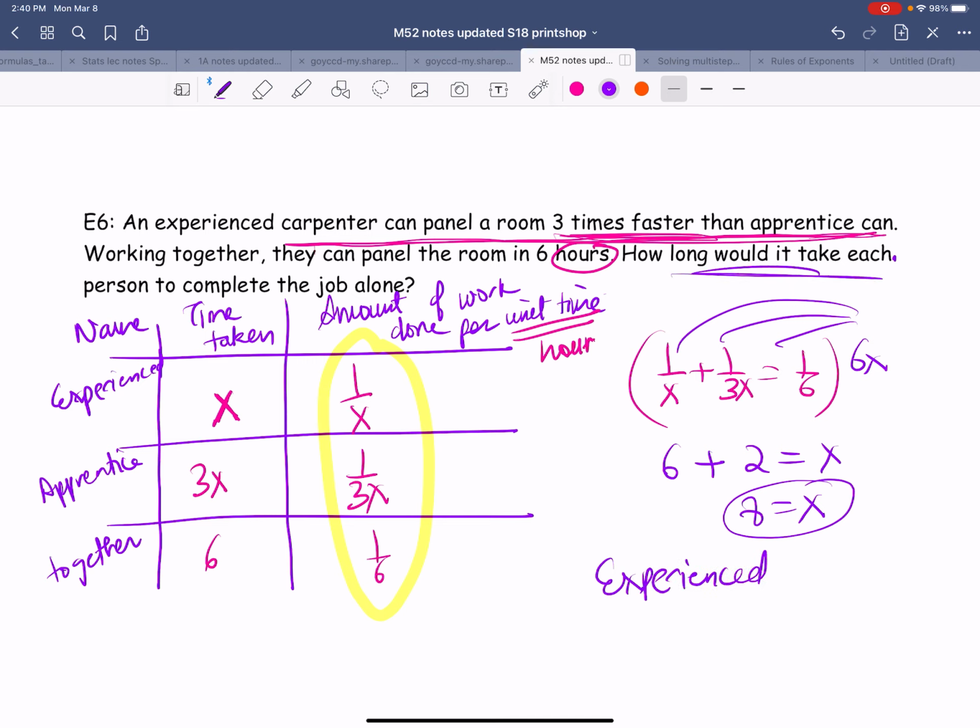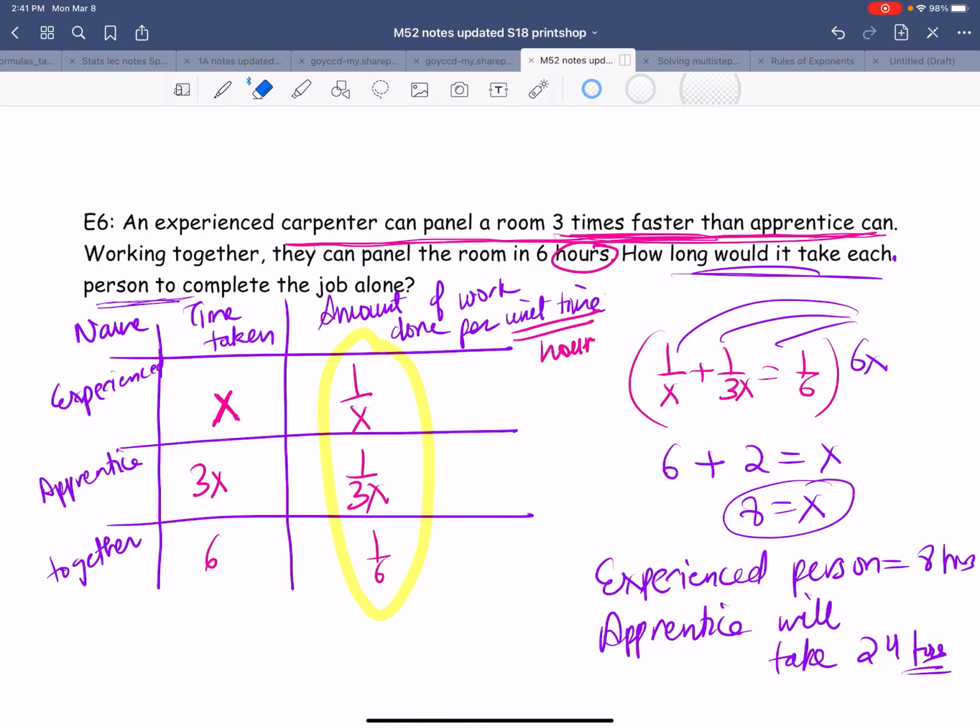how long would it take each person? So the experienced person will take 8 hours, and the apprentice, how long will the apprentice take? The apprentice will take 8 times 3, which is 24 hours. Why am I saying 8 times 3? Because I'm plugging the value of x into the time the apprentice takes. 3 times 8 is 24 hours.